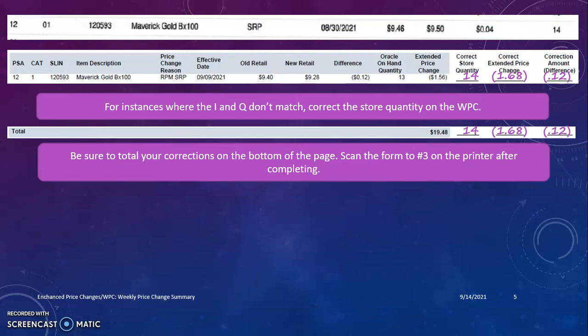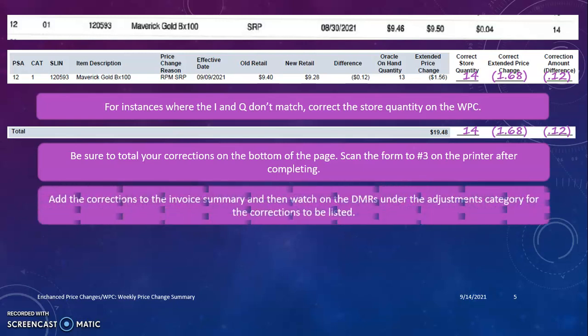I then scan the entire WPC over to number 3, and I put the WPC in my Profit Finder under the correct tab. Add the corrections to the invoice summary for the day the corrections are made, and then watch on the DMRs under Adjustments to see that the corrections are listed properly.